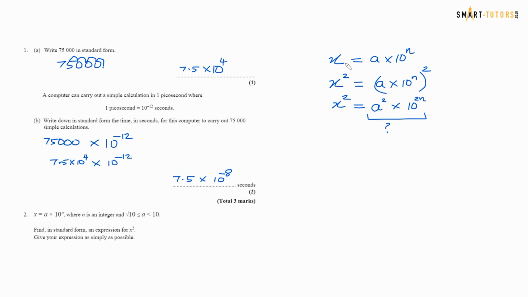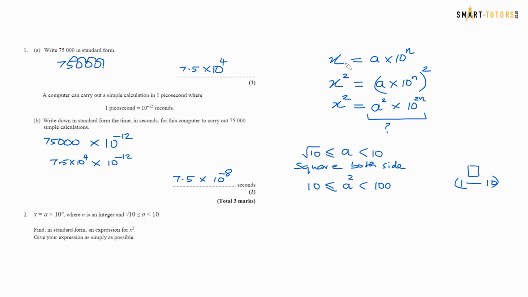To prove that this is in standard form, what we are going to do is take this root 10 less than a less than 10. So in this inequality, square both sides. If I square both sides, the square of root 10 is 10, a becomes a squared, and 10 squared is 100. Now the condition for standard form is that the front number has to be between 1 and 10.